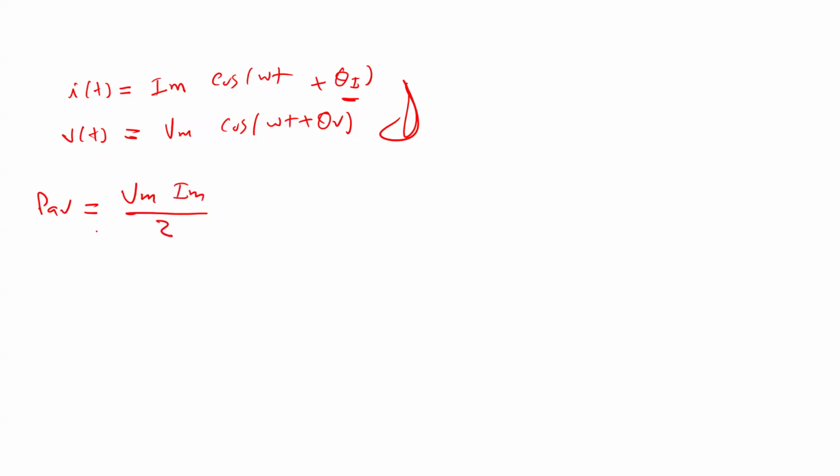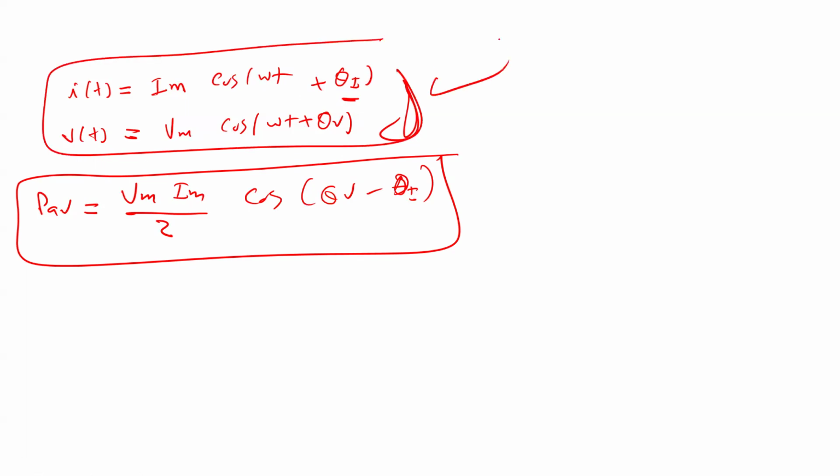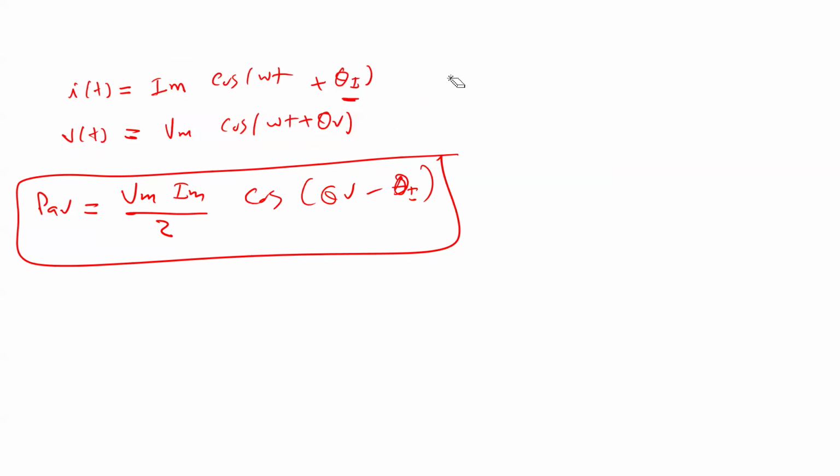If you apply the formula we have before and you want to find the average power, cos(θV − θI), this is the average power: Vm times Im divided by 2 times cos(θV − θI). I will give you more details, but now, if you want to calculate the instantaneous power, I have to multiply these two together, and I will do that shortly.